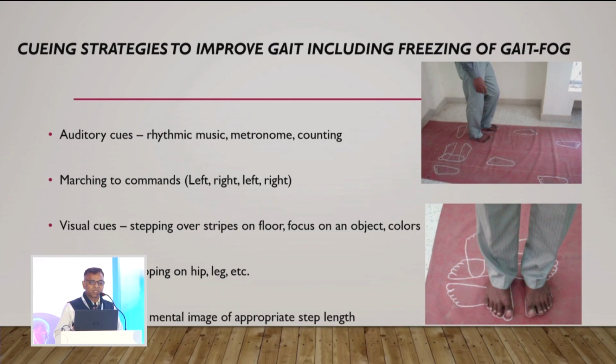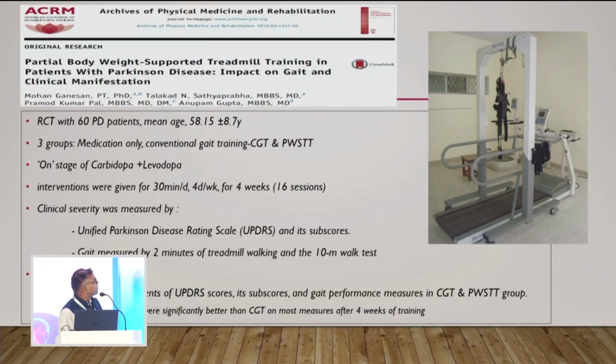The gait becomes better. Visual cues, like you can see, this is the mat where we have made the footprints, and patients are asked to walk on them. So the patients tend to walk better and are less likely to fall with this kind of training. You can give tactile cues also, and cognitive cues.